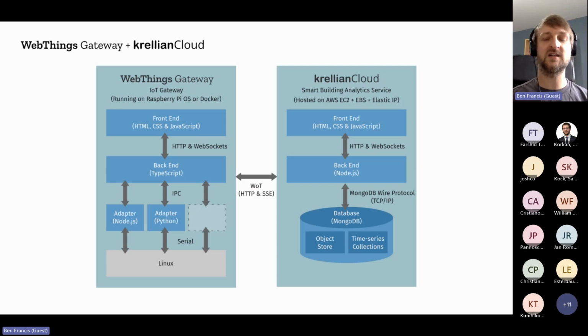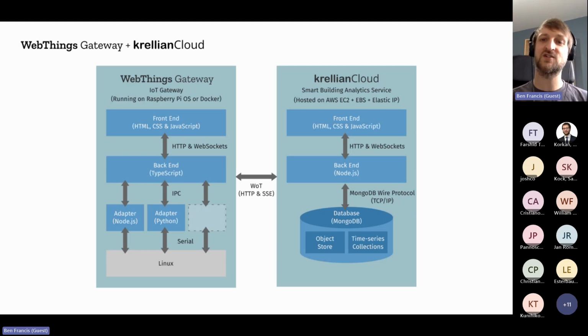This is the basic architecture of Krellian Cloud and how it relates to WebThings Gateway. It's a cloud service hosted on AWS using EC2 instances backed by Elastic Block Storage and Elastic IP addresses. The front end, again, is a web application written in HTML, CSS, and JavaScript, which communicates with the back end using HTTP and WebSockets, the same as the gateway. And the back end is written in Node.js.